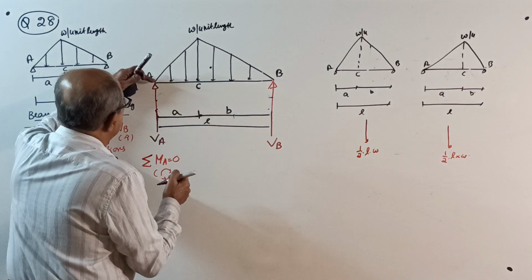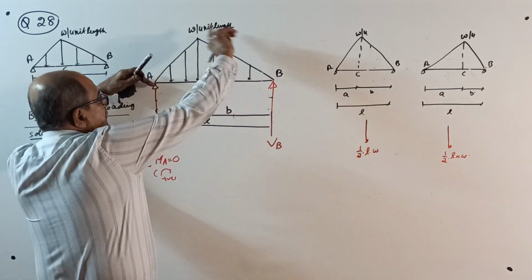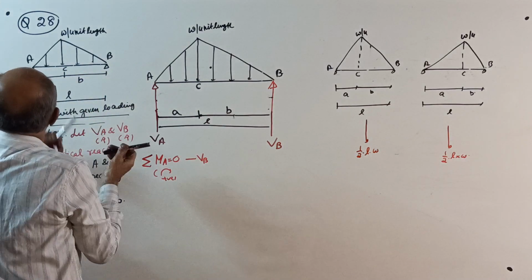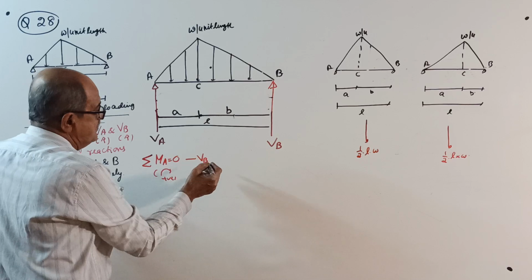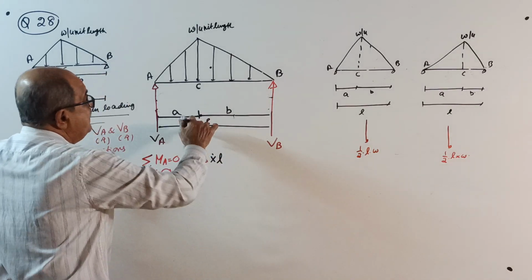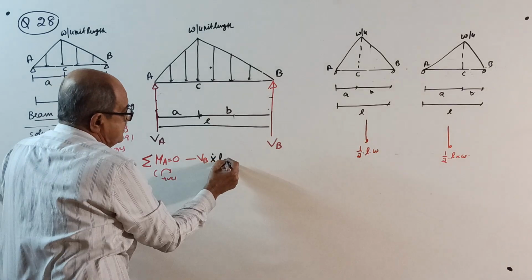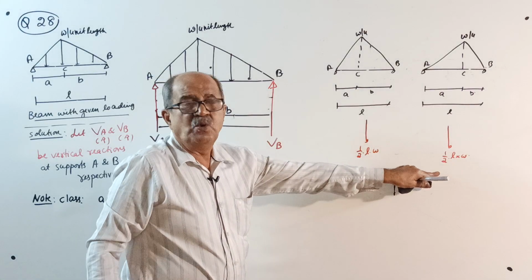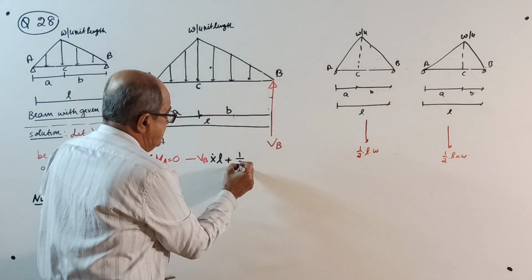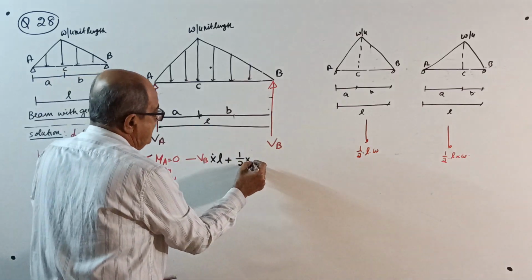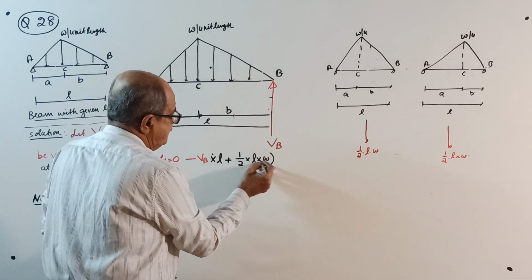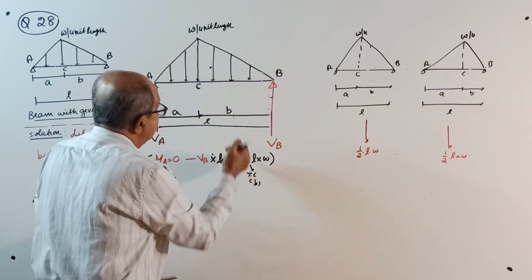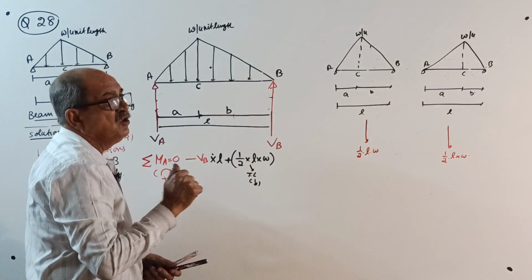At that time, taking moment about A, clockwise positive, minus VB into L, this is as usual, no problem. This you have done already 28 times, not 27 times, into L. This is no problem. Then plus the total load I want. As I told just now, the total load is directly half into full span L into W. W is the total load. Those who want to make a note here, this is the total load in downward direction. Now, into how much?